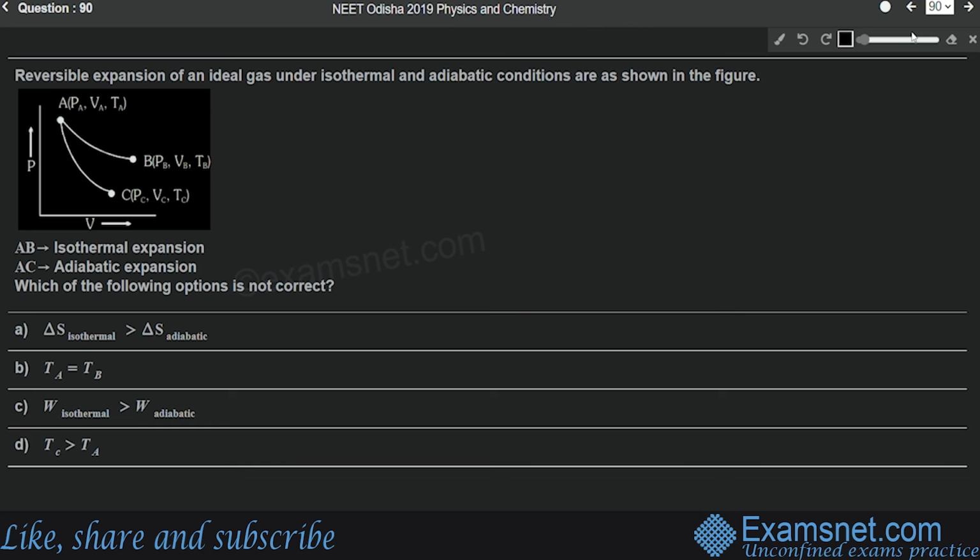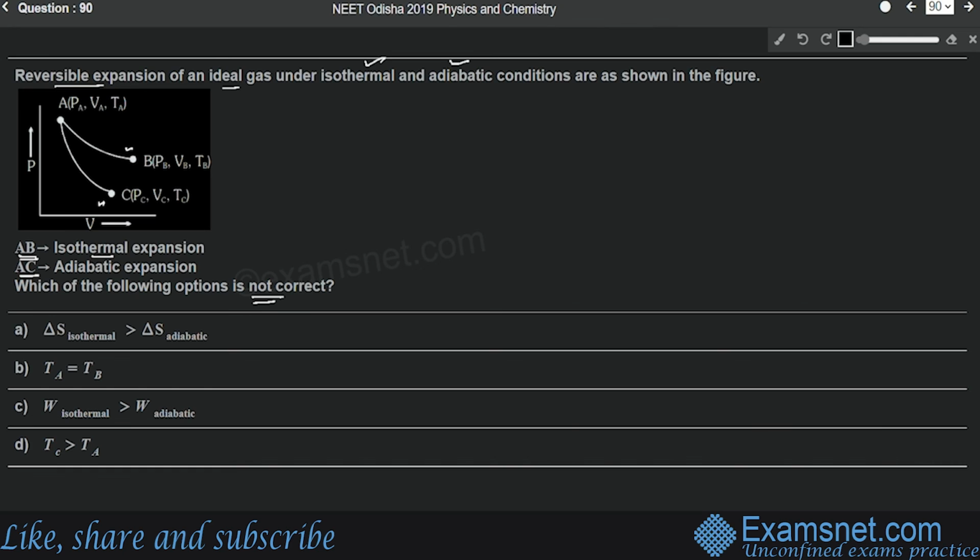And now the last question is from the chapter Thermodynamics, and the question is, reversible expansion of an ideal gas under isothermal and adiabatic conditions are as shown in the figure. So here AB represents the isothermal expansion, that means this upper graph, and AC, that means this lower graph, represents the adiabatic expansion. So which of the following options is not correct? Now we have to find out the incorrect option.